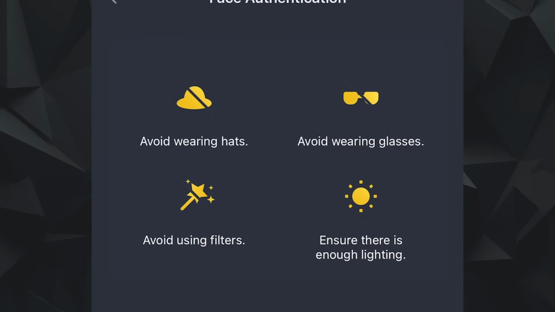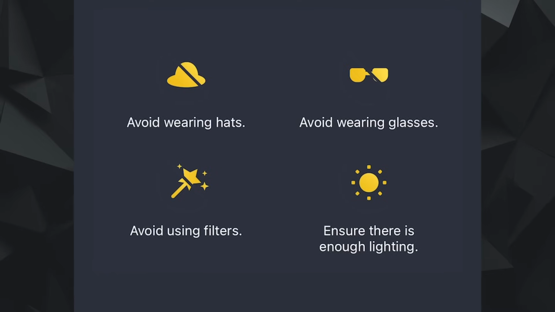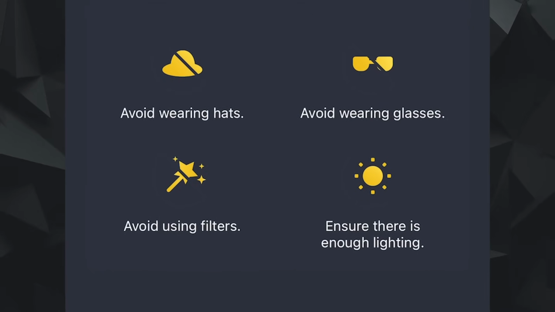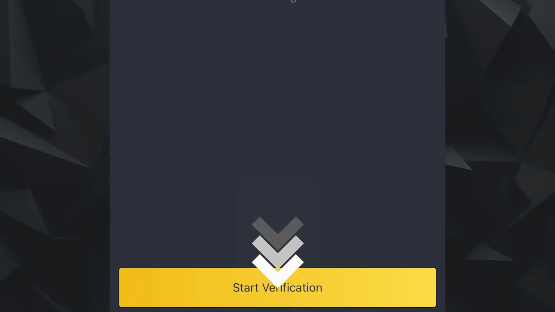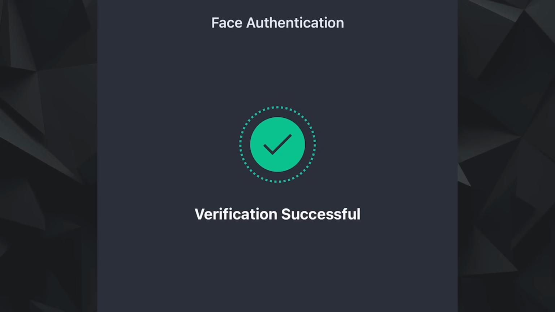Again, you want to avoid wearing hats, glasses, you want to avoid using filters, and of course you want to ensure that there's enough light. So click on start verification, put your face in there and follow the prompts, and then it becomes successful. Now you need to sit tight and wait for the verification email from Binance. All right, that's for mobile.